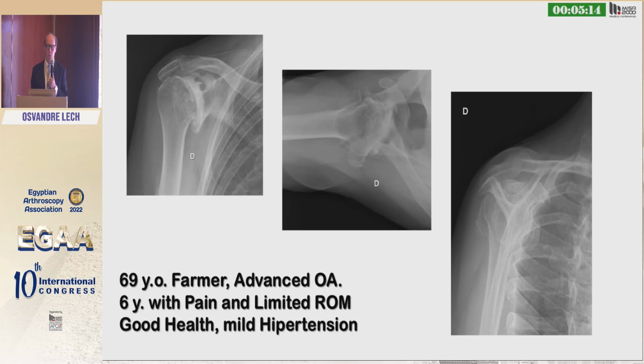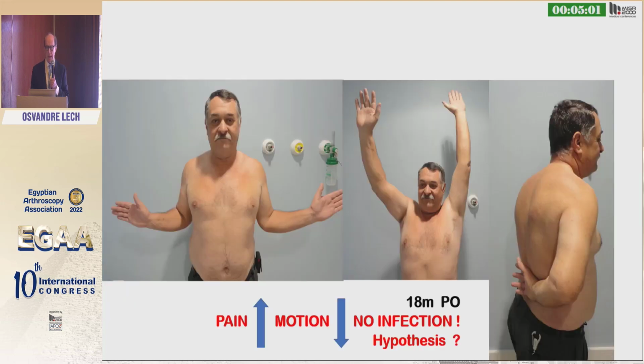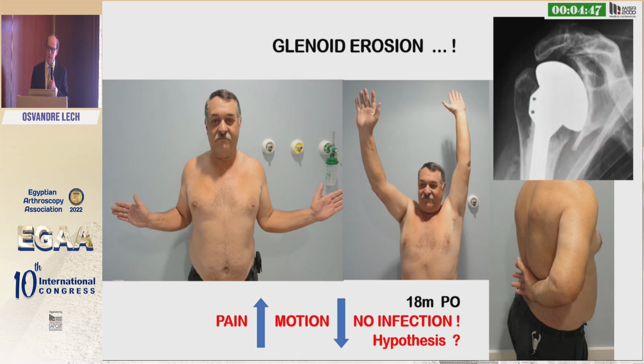This is a farmer with an advanced osteoarthritis, 6 years in pain and limited range of motion. We performed a hemiarthroplasty. And guess what? 1.5 years later, pain increased, motion decreased, there was no infection. What is the hypothesis here? Very simple to understand. Glenoid erosion. So we removed it and revised it to a total anatomic.